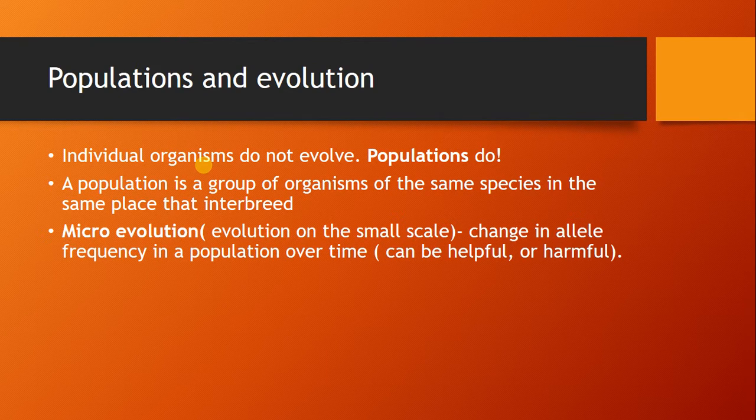A population is just a group of organisms of the same species that interbreed with each other and live in the same place. So just a group of humans or finches that are the same species, live in the same place, and are breeding with each other or creating offspring with each other. When we refer to populations evolving on the small scale, we think about microevolution. So this isn't new species happening or things like that. It's just that the frequency of an individual allele in the population is changing over time.